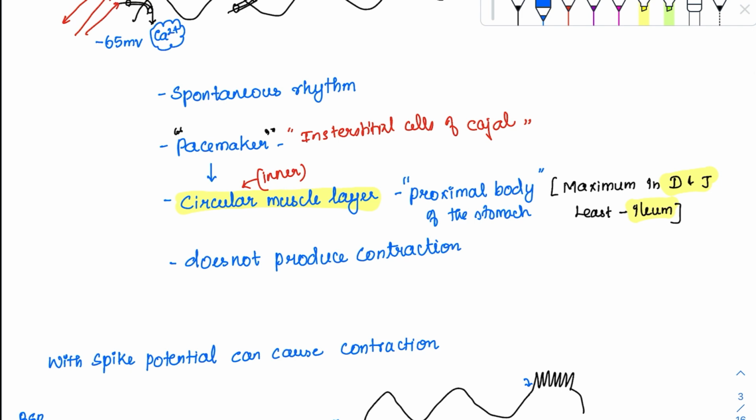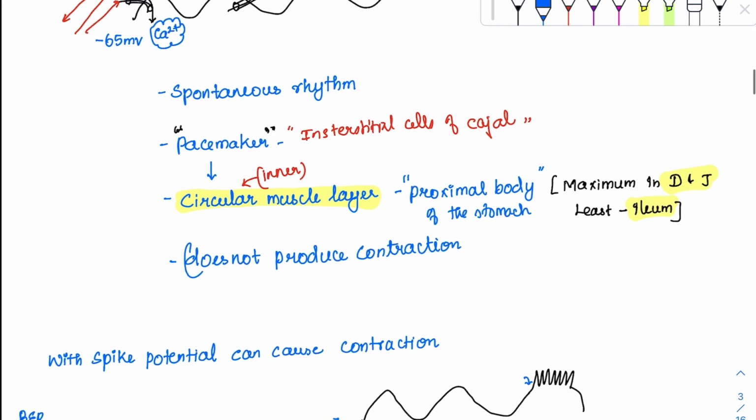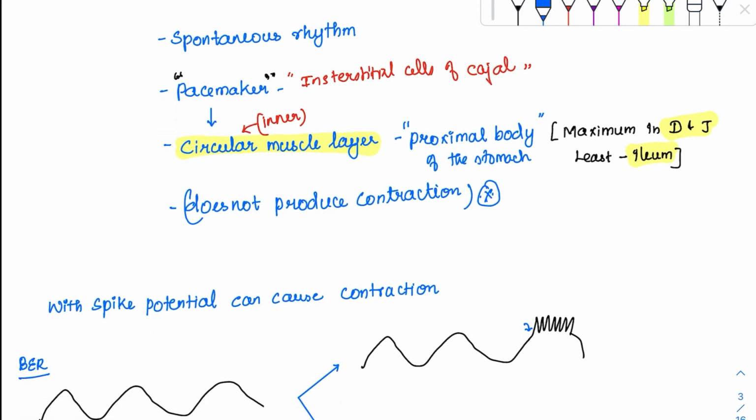Can a basal electrical activity generate contraction? The answer is no. It does not generate any type of contractions. So someone has to help it to produce a contraction. So whenever any impulse comes in, then it will sustain a spike potential.